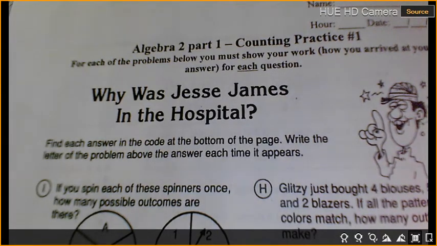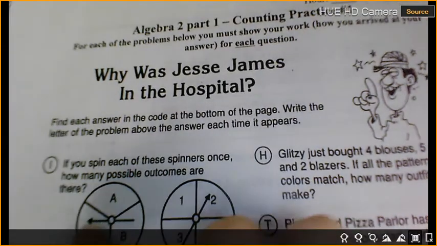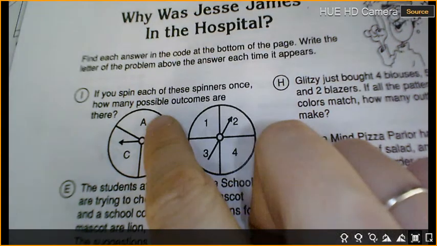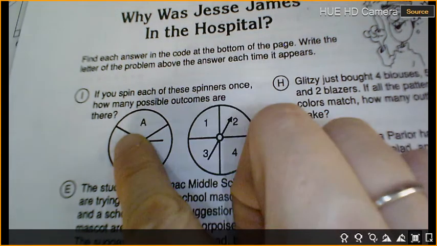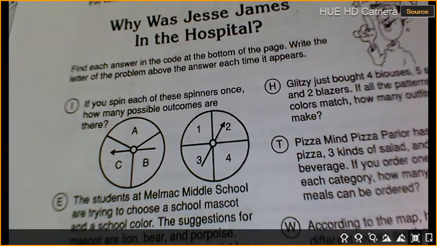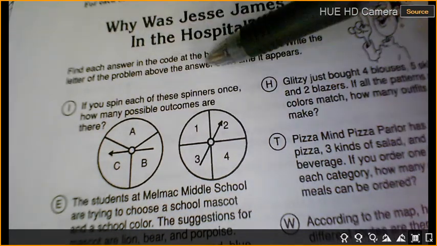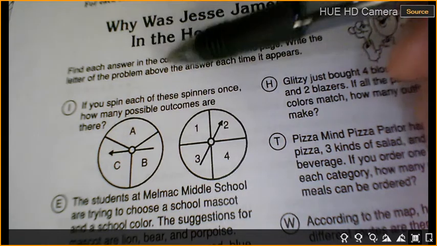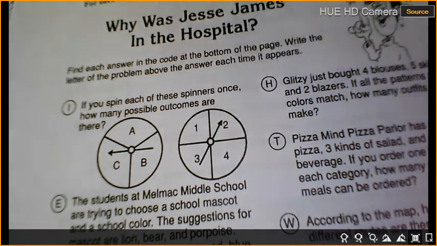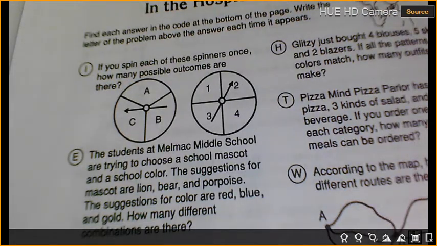So this whole thing is supposed to be fun. Whatever number you get here, you're supposed to go down here and find the coded answer. The question is, why was Jesse James in the hospital? So you're going to find the answer in the code at the bottom of the page. Write the letter of the problem above the answer each time it appears. I'm just going to do number 1 with you on the front and the back, and then you guys can do the rest.